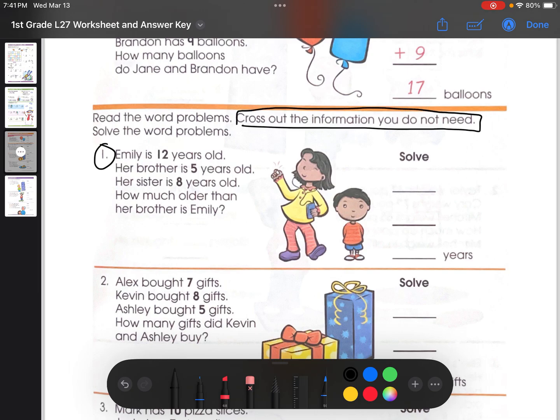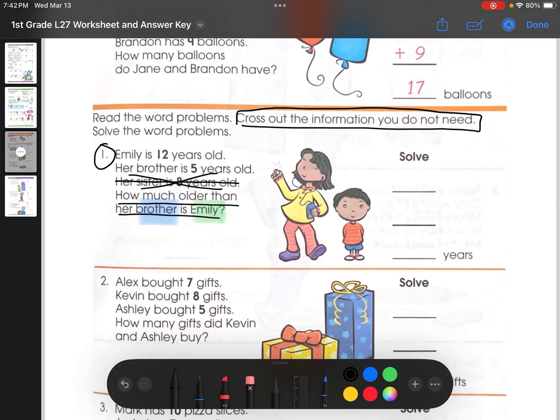Emily is 12 years old, her brother is 5 years old, and her sister is 8 years old. How much older than her brother is Emily? So if we look at the main question here, we need to know Emily's age, and we need to know her brother's age. What do we not need? Her sister, which means we can cross this line out. It's just not needed, okay?